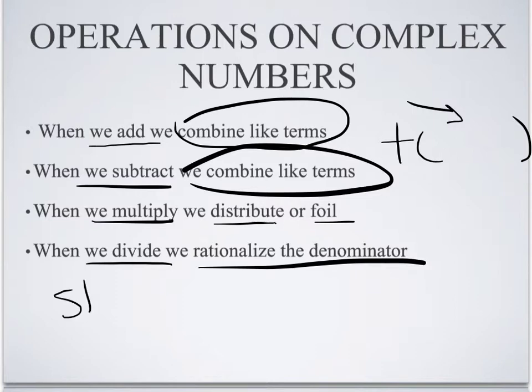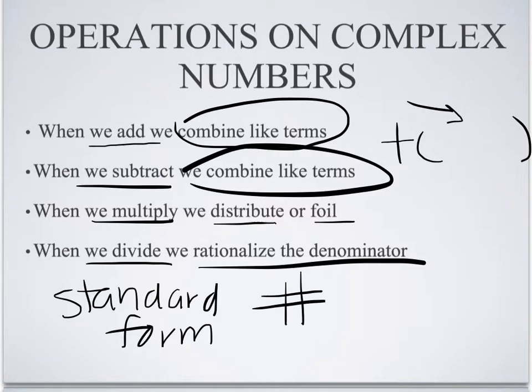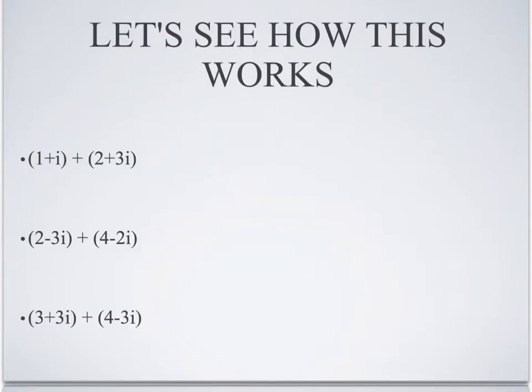Standard form of a complex number is the number part comes first, and then either the plus or minus, and then the i part with the number in front goes second. So this is how we want all of our answers to look after we're done with each problem. Okay, let's see how it works.